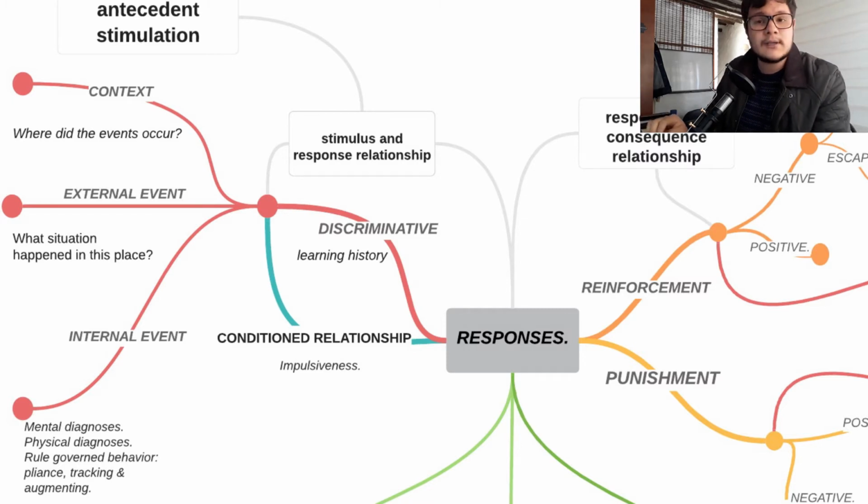In the discriminative relationship, the patient has knowledge of his actions and has knowledge about the consequence of his actions, and the conditional relationship is the case of a patient that has no knowledge of his actions or of their consequences. Antecedent stimulation has a relationship with the patient's response. In the response, we can learn three kinds of response.